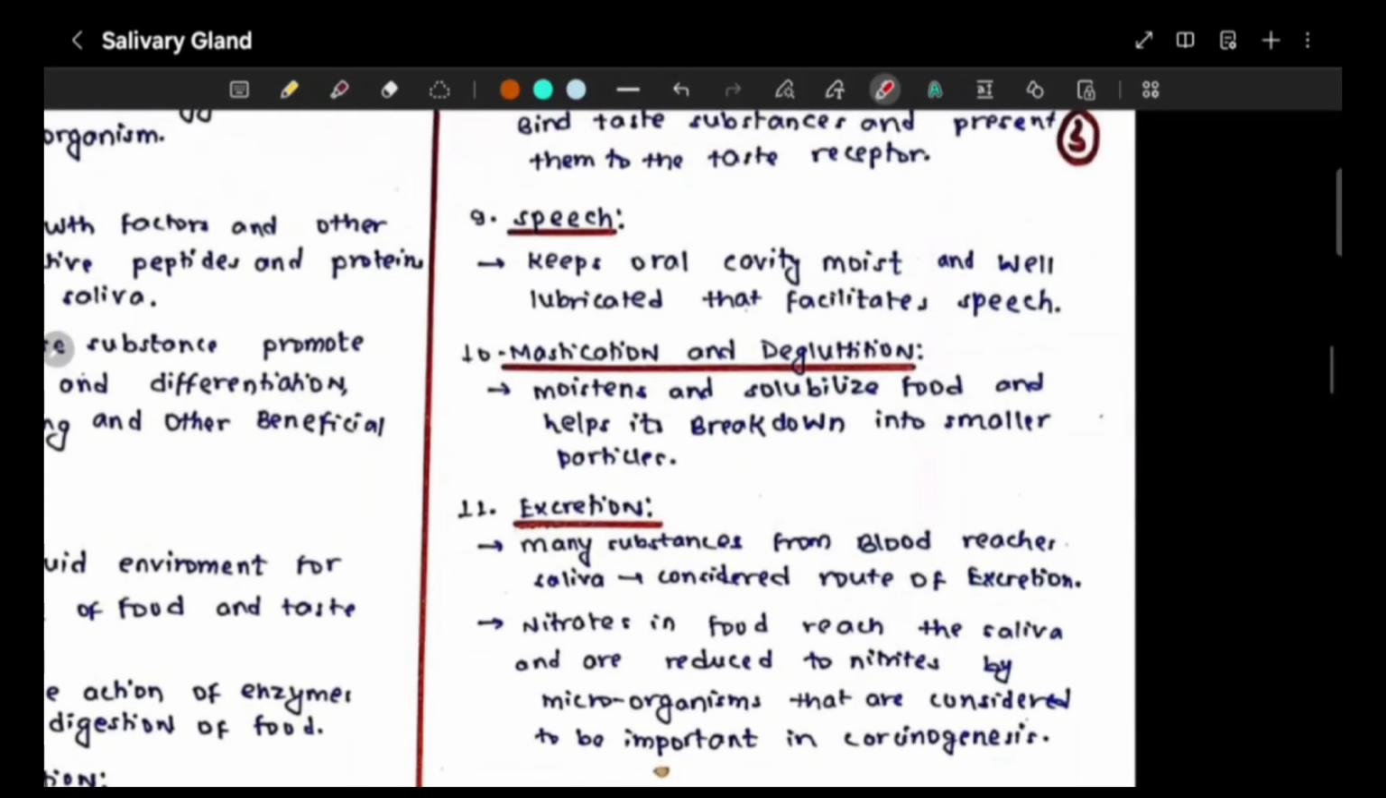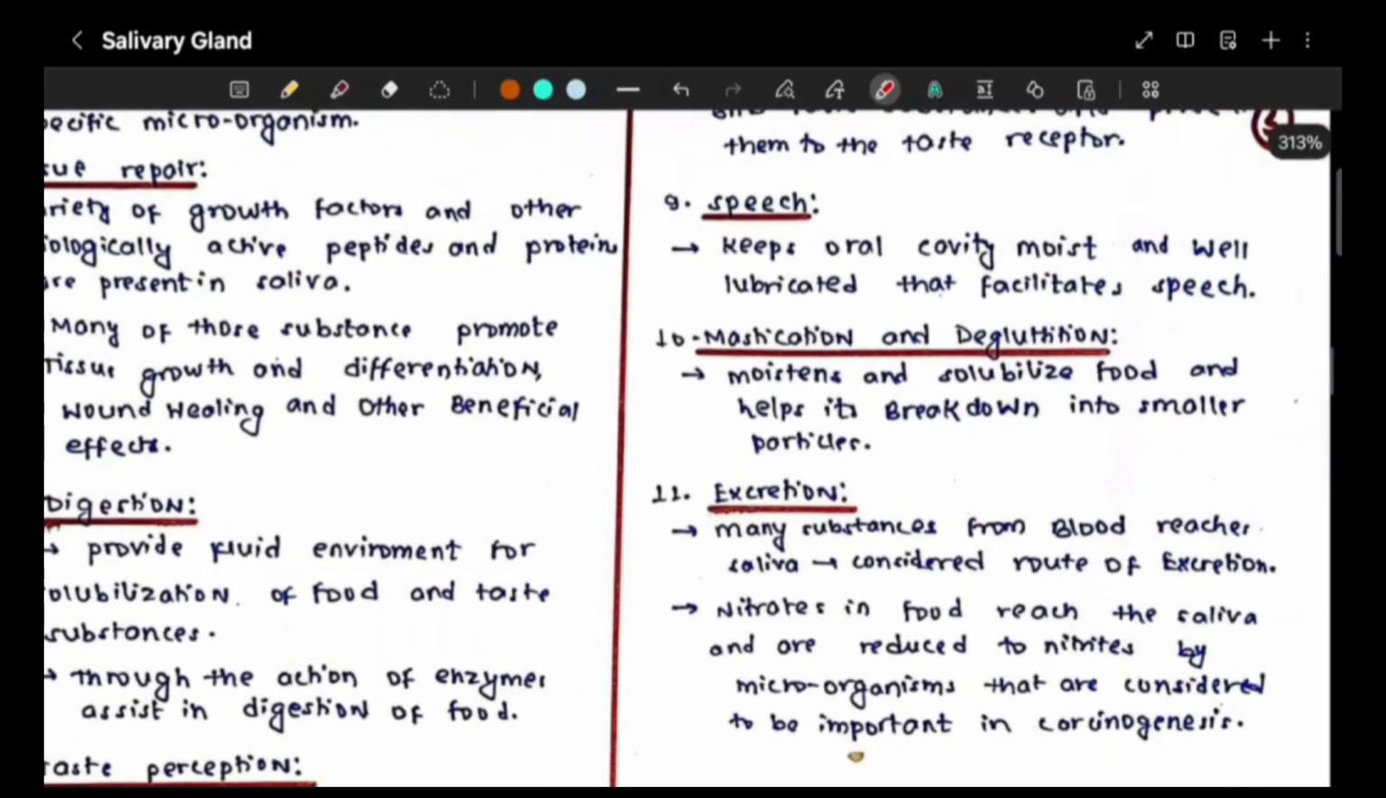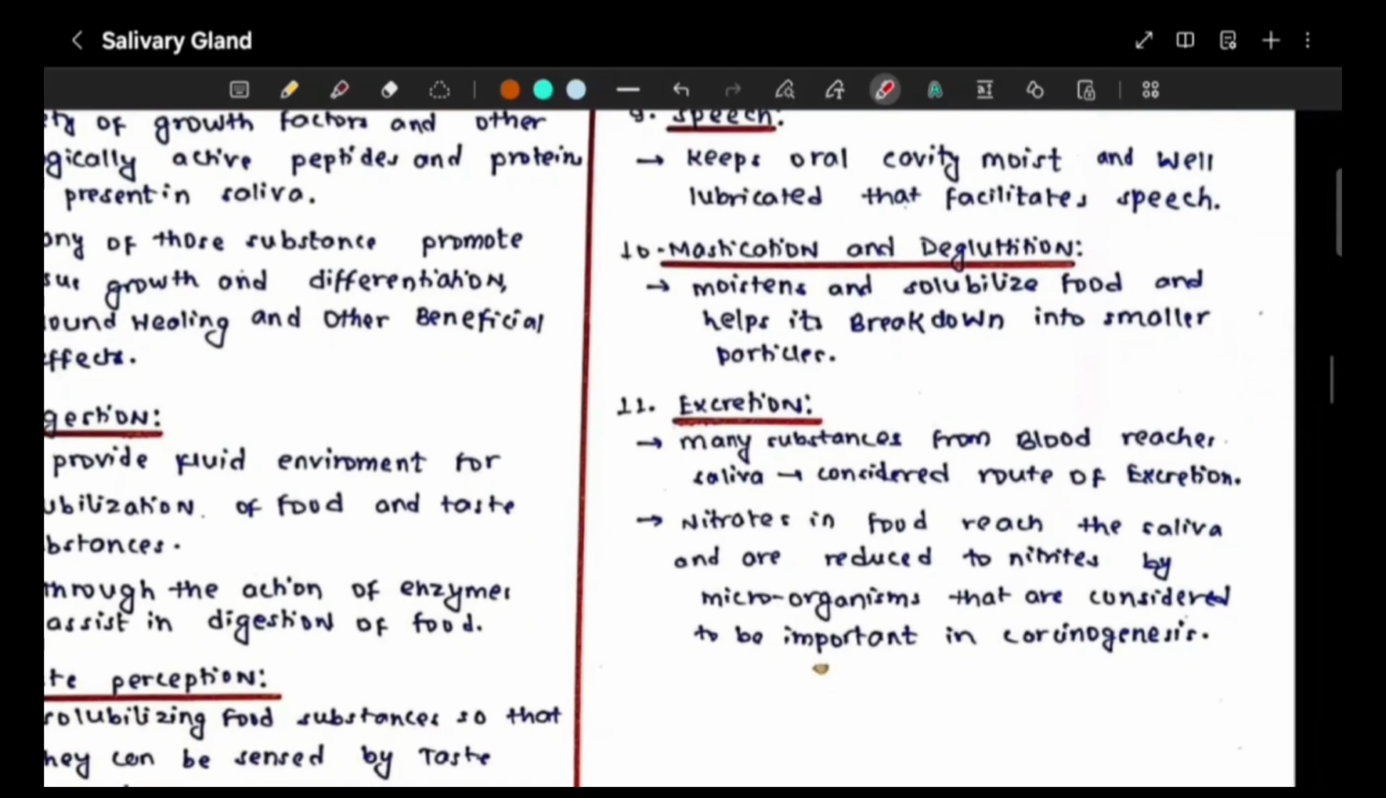After that, speech. Saliva keeps the oral cavity moist and well lubricated, which facilitates speech. After that, mastication and deglutition is also another function of saliva, and another function is excretion. Many substances from the blood reach saliva, so it is considered a route of excretion. Nitrates in the food reach the saliva, and are reduced by microorganisms, and these are considered important in carcinogenesis. So it is also a form of excretion in our body.